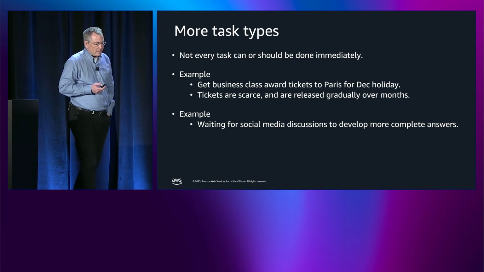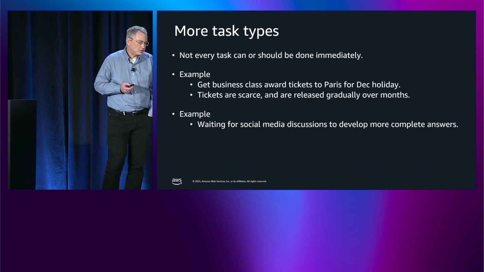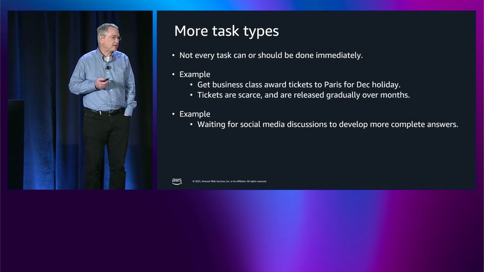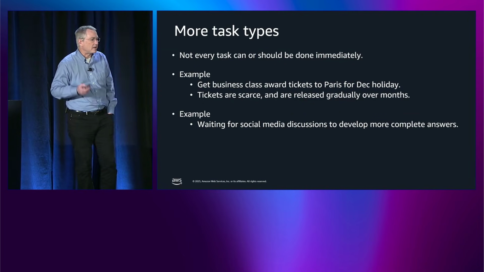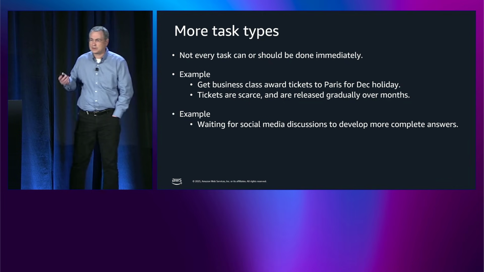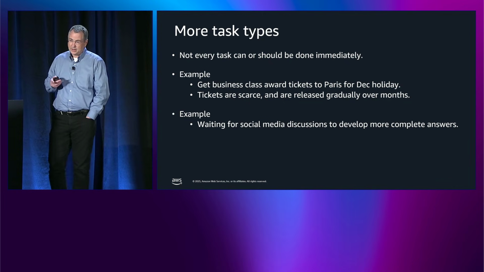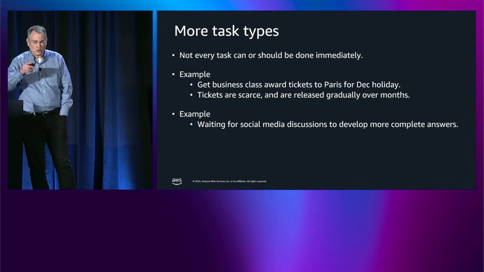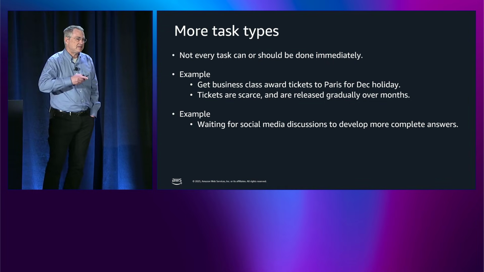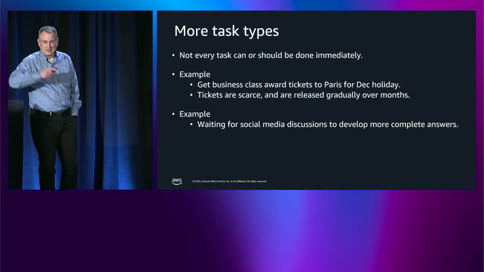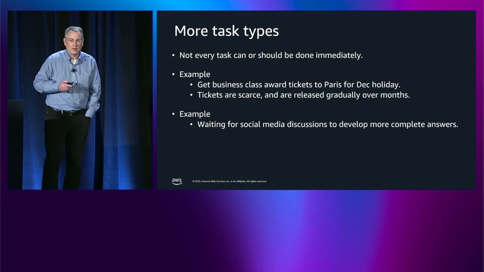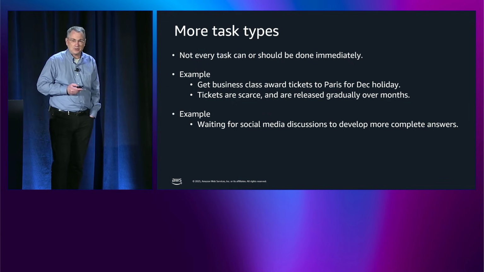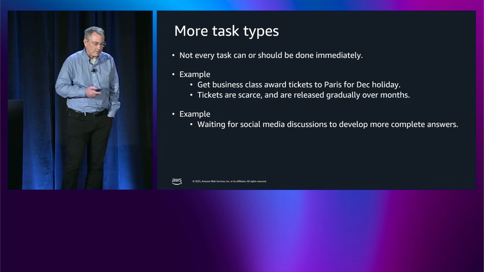So consider an example where you want to use your miles to get business class tickets to Paris, say, if you're living in the US for December, right? You can do it, but the airlines release those tickets sort of slowly over time according to their own schedules. This is a task where you have to continuously go back and forth. It's a bit of drudgery and something you can forget to do, and then you go, oh, darn, because you missed it, what have you.